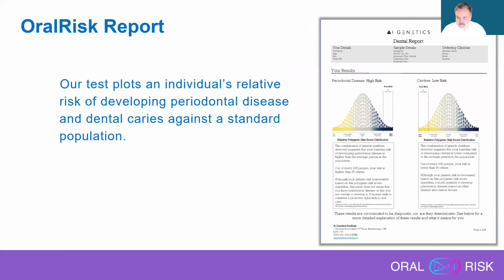What happens at the end of this is once the kit is received, we have it analyzed at Mount Sinai Hospital here in Canada, and we give you a report, and the patient will receive a report compiling 3 different pages. So I'm going to walk you through those different pages. It's plotting the individual's relative risk in developing periodontal disease or dental caries against the standard population, showing their exact risk relative to everybody else.